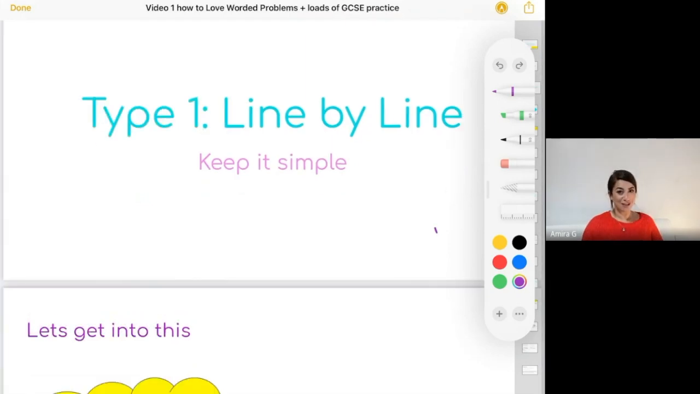You've got a lot of information and you want to take it step by step. You don't want to get yourself overwhelmed. That's the most important part. I'm not going to do the whole question. I'm just going to do it line by line. I'm going to make it as simple as possible for myself.